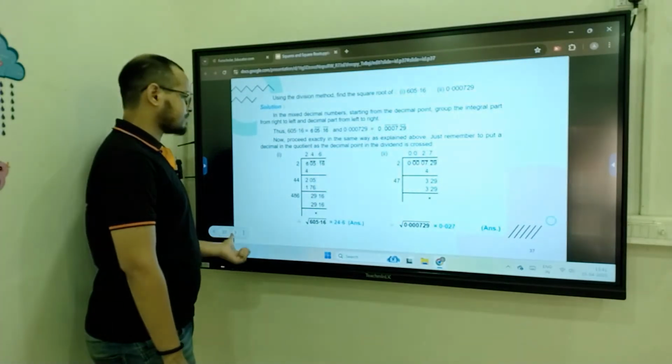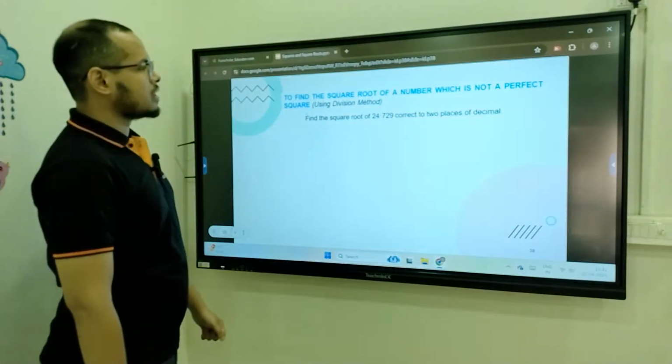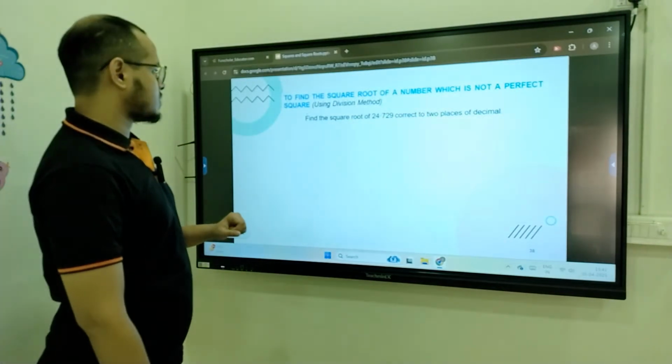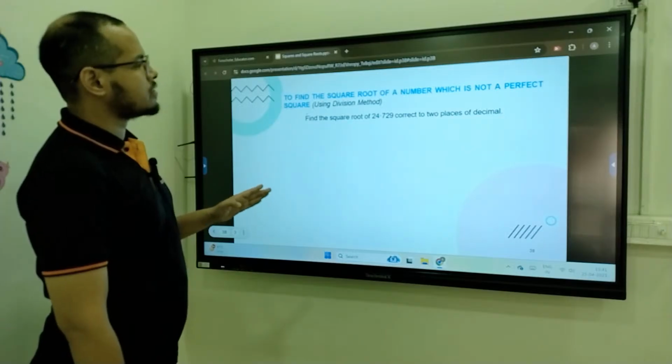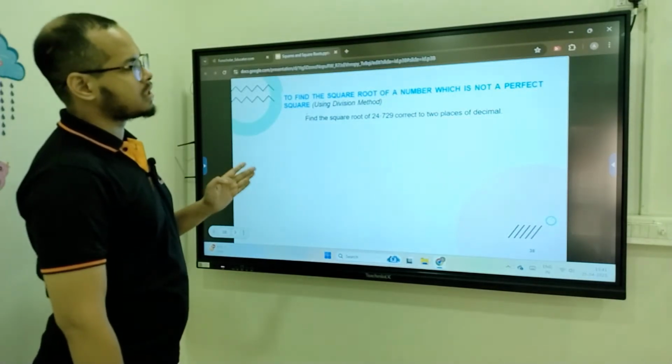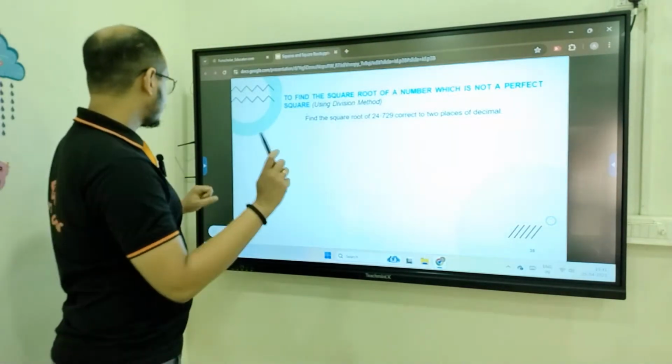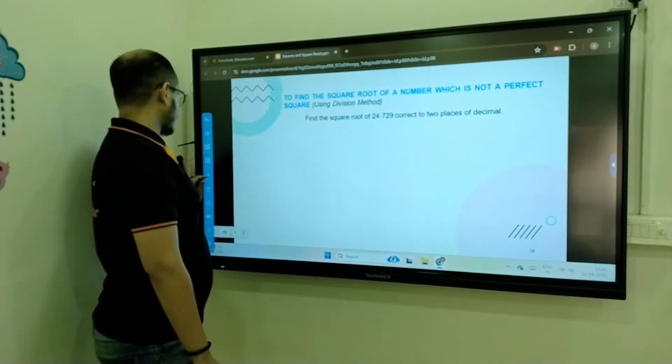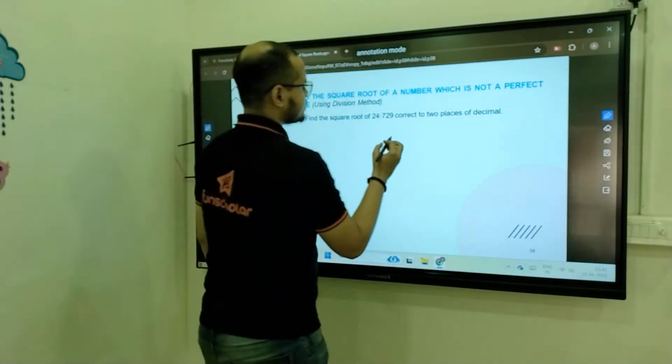And 0.27. Okay, now comes this kind of sums where you have to find the square root of 24.729 correct up to 2 decimal places. This 2 decimal places concept is very important. Let us find it out.